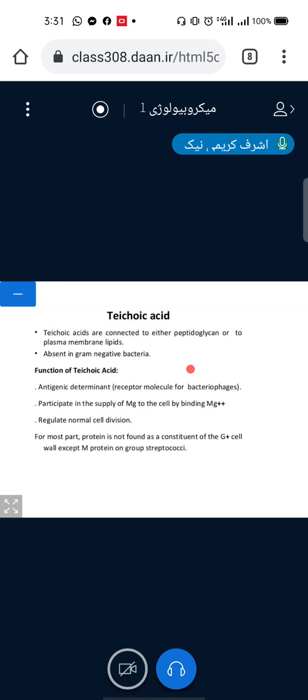Function of teichoic acid, the role of teichoic acid in bacteria. One, antigenic determinant. Receptor molecule for bacteriophages. Participate in the supply of magnesium to the cell by binding magnesium cation, Mg2+.